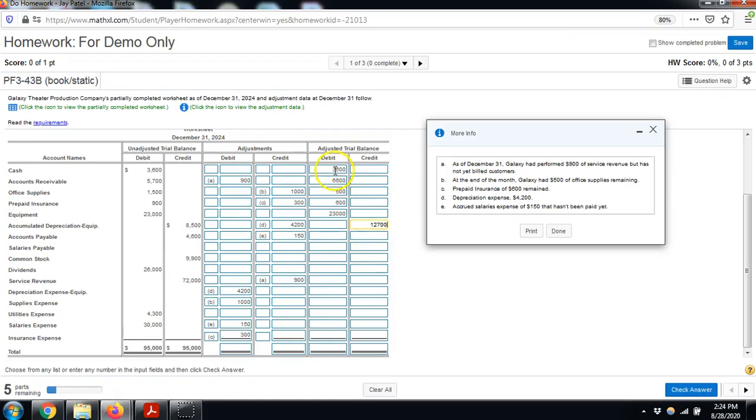And notice here, the debits are going in the correct spot. The credits are going to be in the same column. So just be careful about which column you are transferring things into. Accounts payable.